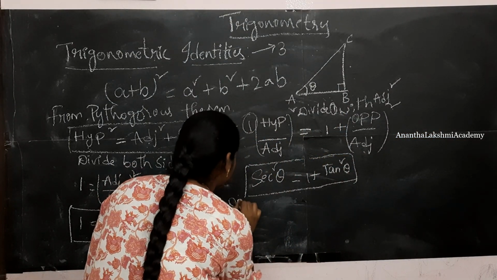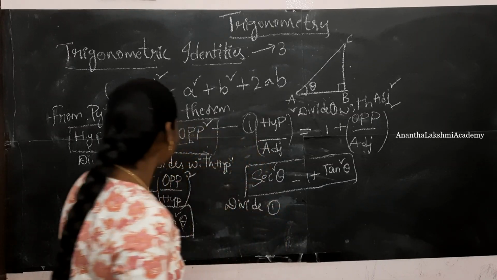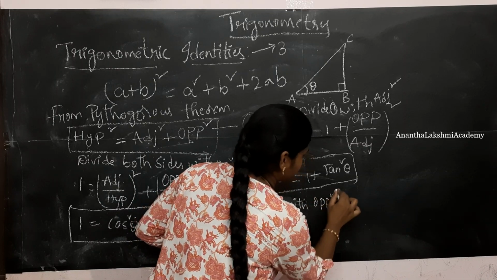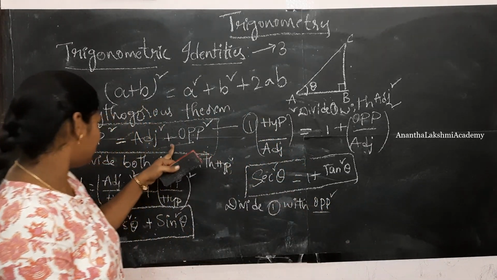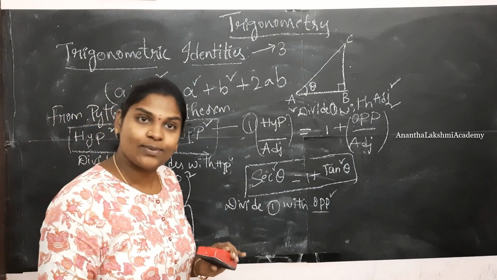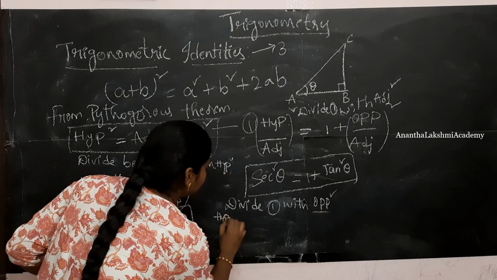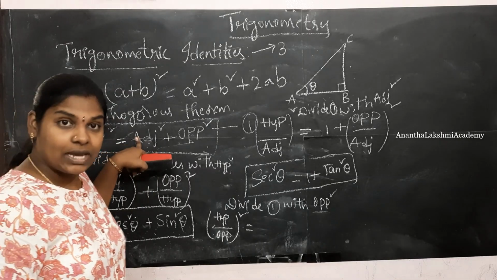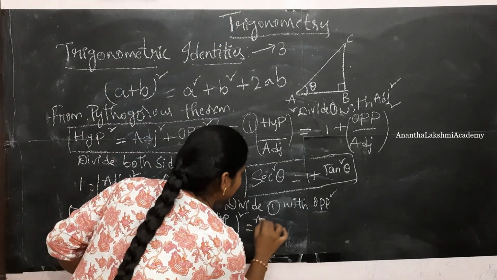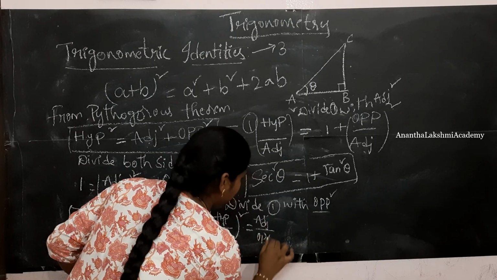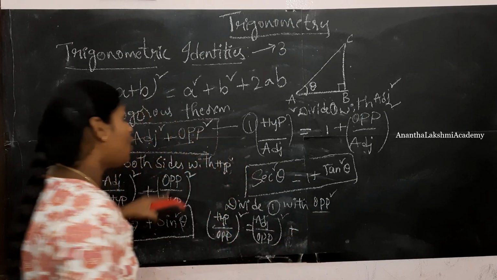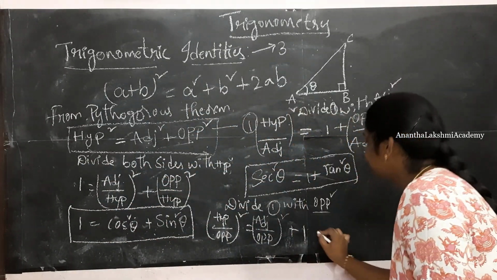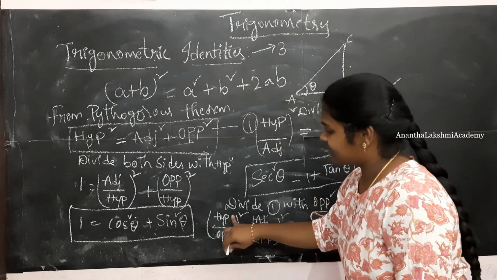Divide equation 1 with opposite square. Okay, what are we going to divide it with? Opposite square. Hypotenuse square by opposite square is nothing but hypotenuse by opposite whole square is equal to adjacent square by opposite square is nothing but adjacent by opposite whole square, and opposite square by opposite square is nothing but 1. Which implies, now let us try figuring out this.